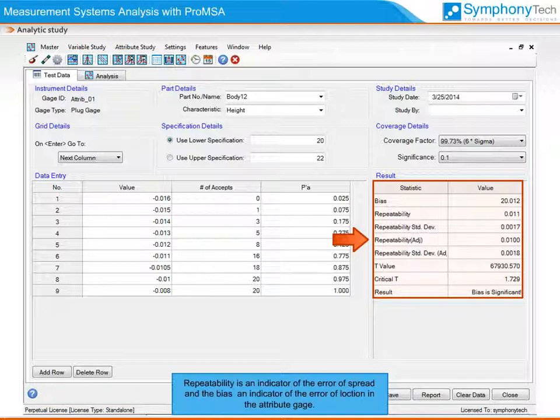Repeatability is an indicator of the error of spread and the bias an indicator of the error of location in an attribute gauge.